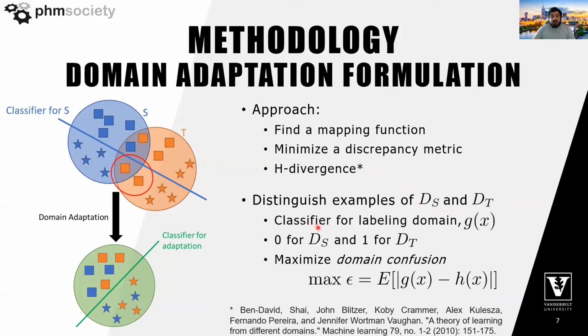Furthermore, H divergence states that for proper domain adaptation, we need to train a classifier GX that can label the data from DS and DT accordingly. In this case, 0 if it is coming from the source domain, 1 if it is coming from the target domain.